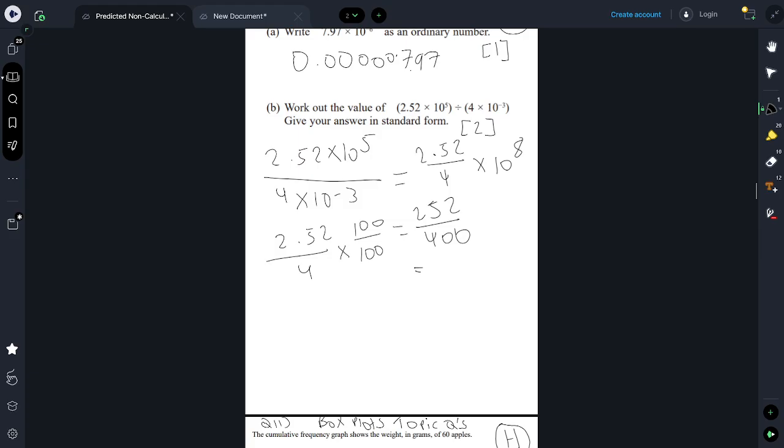Clearly they're both even, so let's divide both by 2 first. 252 divided by 2: we know half of 250 is 125, so 252 is surely 126. And half of 400 is 200. Then they're both even again, so let's keep simplifying. Half of 200 is 100 clearly. Half of 126 is going to be 64, right? No, 63, sorry. 60 times 2 is 120, 3 plus 3 is 6. I hope that makes sense.